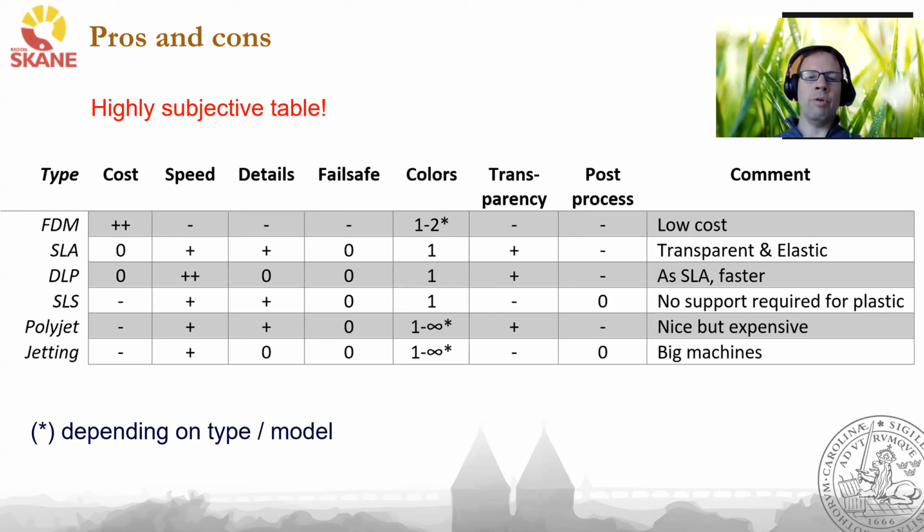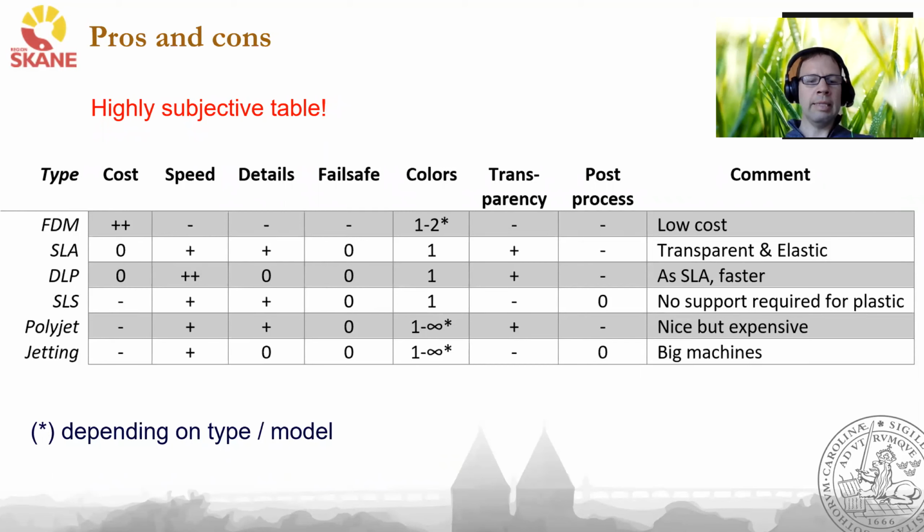The next column is on how hard it is to do the post-processing. Again, it really depends on what you're printing. But generally, with FDM and SLA and DLP, there's quite a lot of work with the post-processing. SLS is a bit less because you can sort of dust off. And PolyJet can take some time to remove the support structure, requiring water soluble material, etc.